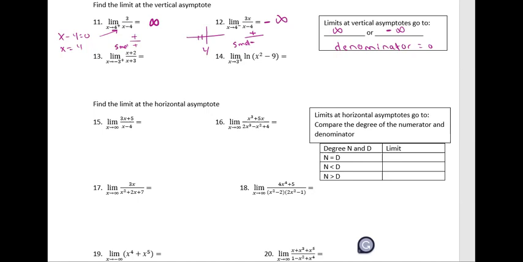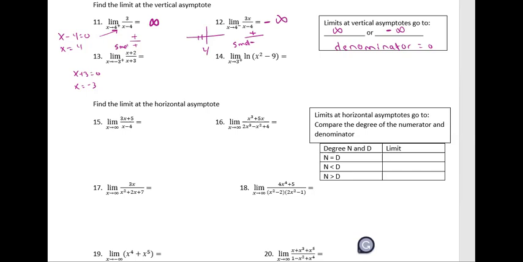So for number 13, let's see if we can figure this one out. We have x is approaching -3 from the right. We have x plus 2 over x plus 3. So what can we do here? Well, first of all, where is our denominator going to be 0? So we have x plus 3 equals 0. So our denominator is going to be 0 when x is equal to -3. So we have potential for a vertical asymptote. So let's see what happens.